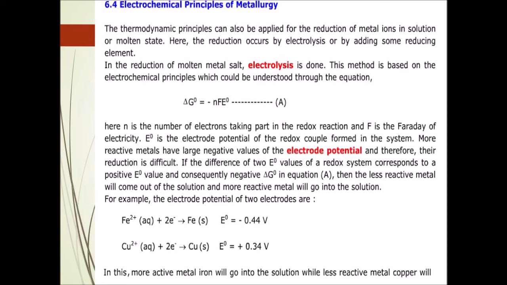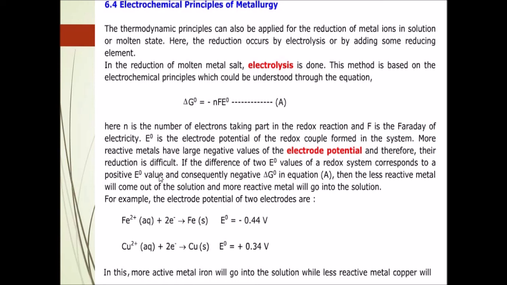The thermochemical principle is based on the following equation, that is ΔG° = -nFE°, where n is the number of electrons taking part in the redox reaction and F is the Faraday of electricity. E° is the electrode potential of the redox reaction formed in the system.